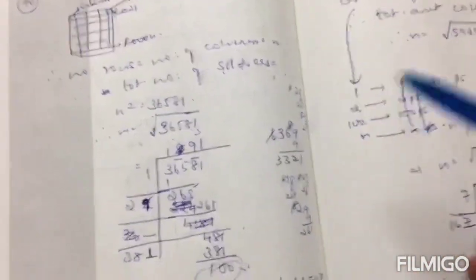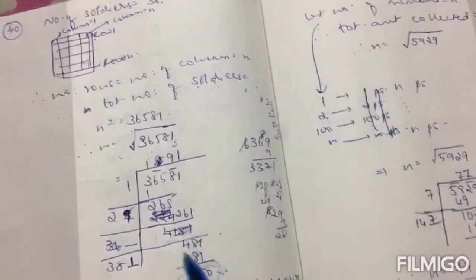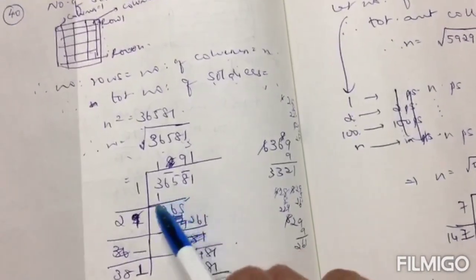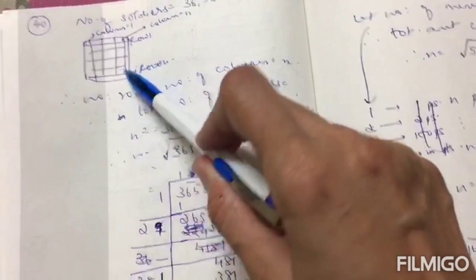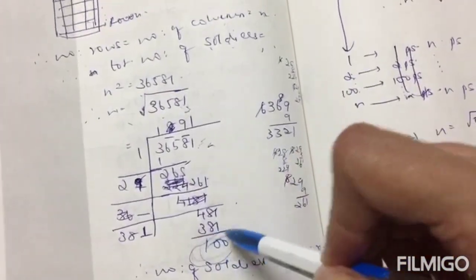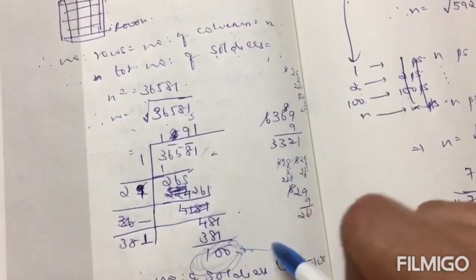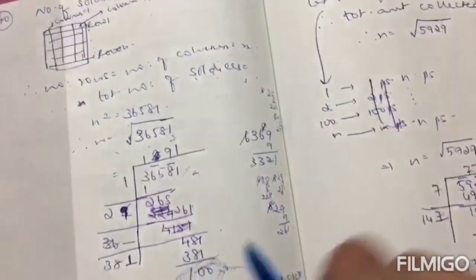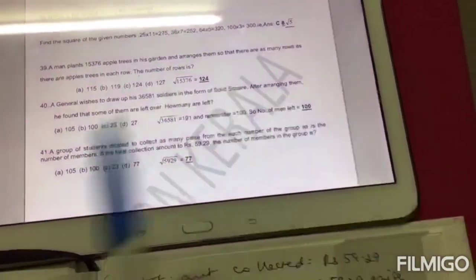Understood? That's how you find it. If the remainder was 0, this means that all these soldiers were arranged in the square, but they cannot be because this is not a perfect square. That's why there is a remainder. That means some of these soldiers had to be left out of the square. If they were included, it would not be a square. That's why they were left out, and therefore the answer is 100, which is what even they got.